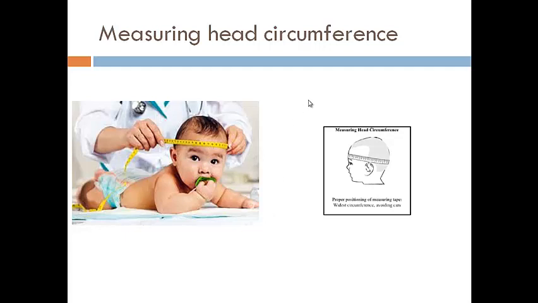To measure head circumference is very easy. You just use a standard measuring tape, so there's no special device that's used. And what you do is you put the tape on the most prominent part of the forehead above the eyebrows, and then you pass it all the way back to the most prominent part of the head back here. And then this will show you what the head circumference is.